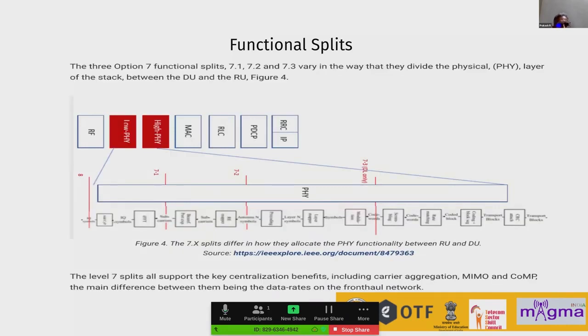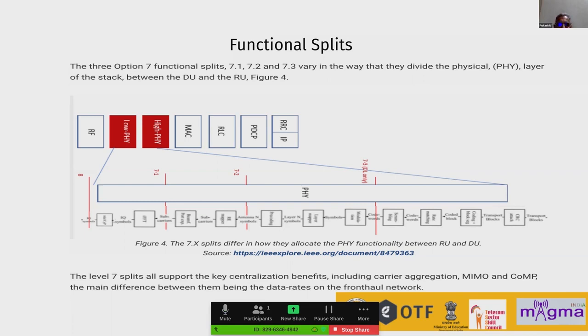There is a split shown here for the low-PHY and the high-PHY. Option 7 is split into 7.1, 7.2, and 7.3. The 7.1 is more towards the RF side, and 7.2 is where the antenna symbols are coming. The 7.1 is more towards the FFT and all that, so it is better to be on the RU side, closer to the RU, and then there is the low-PHY and the high-PHY. And then you have 7.3, which is only for downlink.